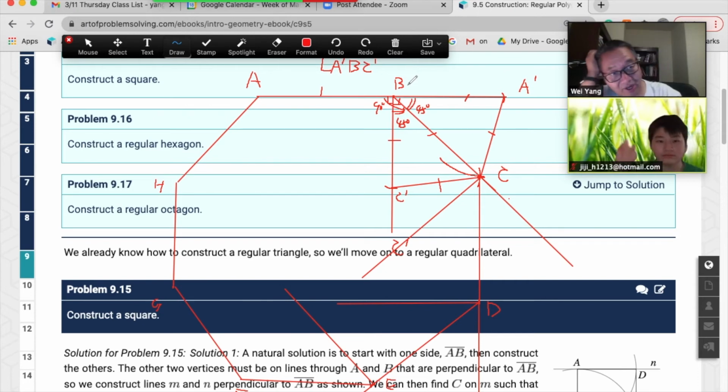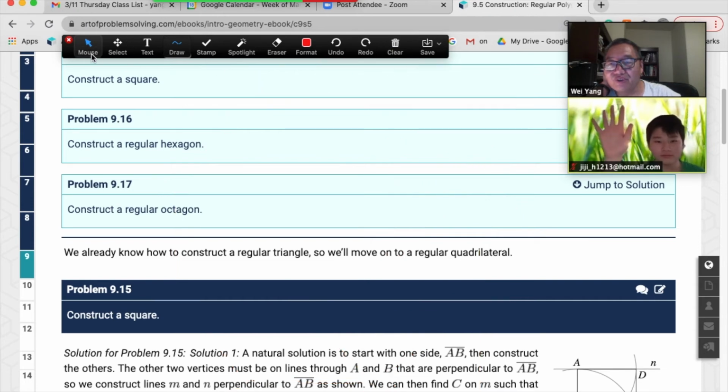We just started with the side. Do we have another way? Use a circle. Now let's say, number 3, do you have any idea? We can use a circle to build an octagon.